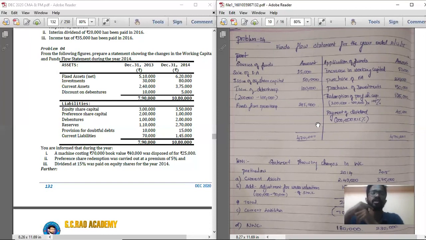So previous year current assets value, you should add 10,000. That's it. Changes in working capital done. Then open the fixed asset account. Fixed asset account, just calculate what is the value at which the asset is sold, and what is the loss on sale of that fixed asset, and what is the depreciation for that asset.